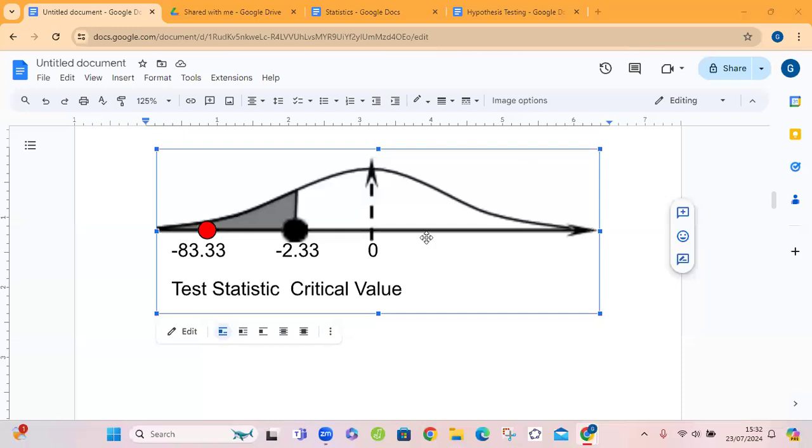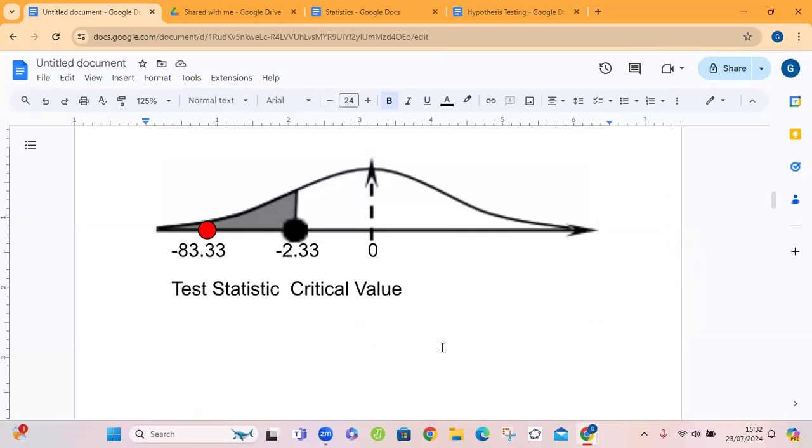So here's an example of a fully labeled distribution curve. Here, this is a normal distribution curve, commonly used for z-test and t-test for population mean. So here, you can see the shaded region is a rejection region, and the test statistic, here it is, negative 83.33. It is located in the critical region. Here you have the critical value, which is minus 2.33. So in a situation like this, you would have to reject the null hypothesis.